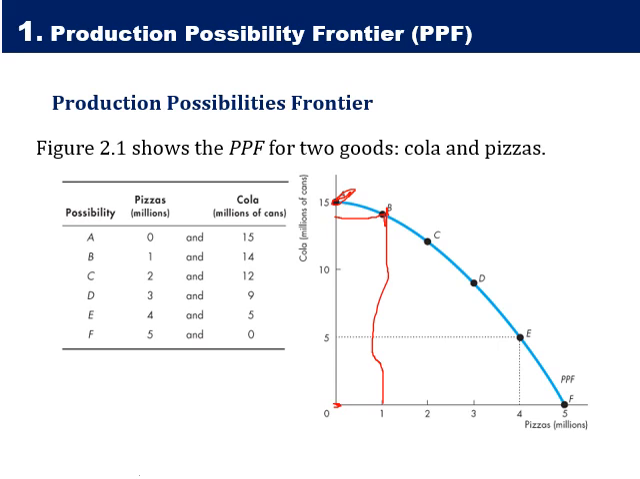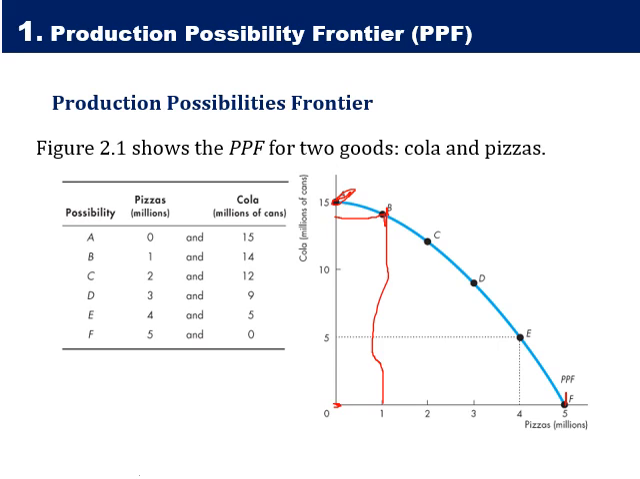So the same illustration applies to other points on the curve such as C, D, E, and F. So finally, if the society decides to produce at this point F, in this case, all the resources will be used in the production of pizza. So we will produce 5 million pizza and the production of cola will be 0.